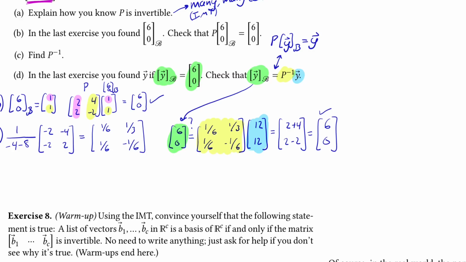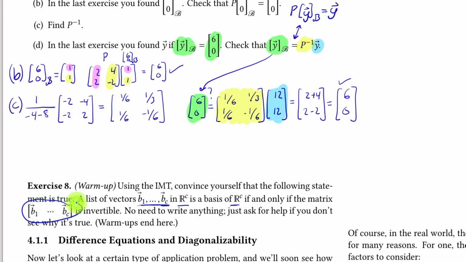And for exercise 8, hopefully you reviewed the invertible matrix theorem and convinced yourself that a list of vectors is a basis. If you have C vectors, the right number of vectors, that's a basis of RC if and only if the matrix that has those columns is invertible. And yeah, hopefully you're getting help if you don't see why that is, if you can't use the invertible matrix theorem to explain that.